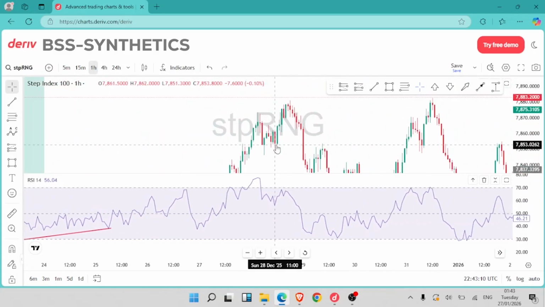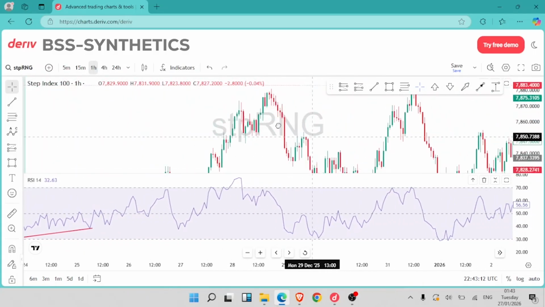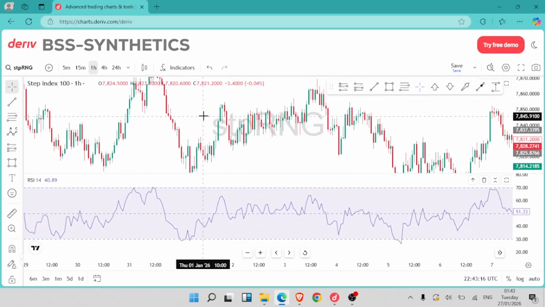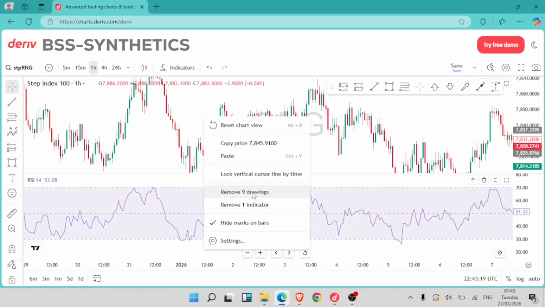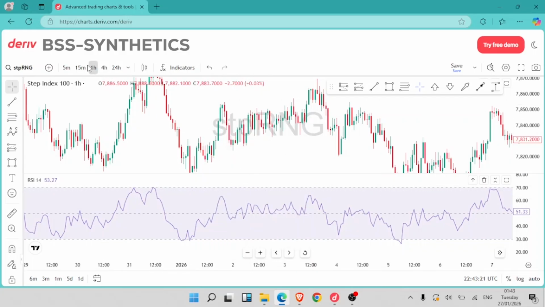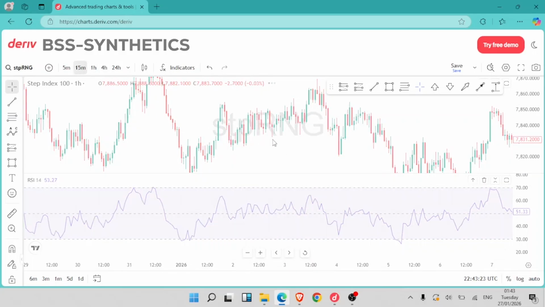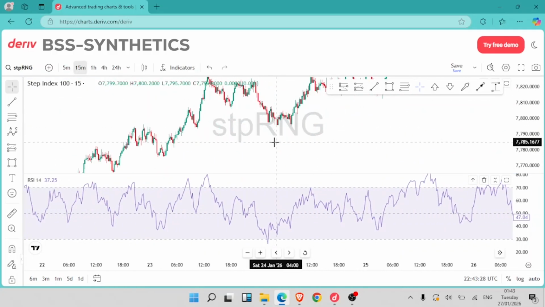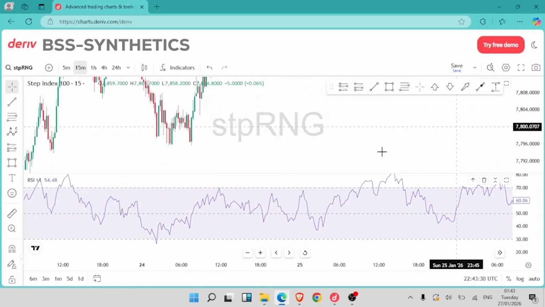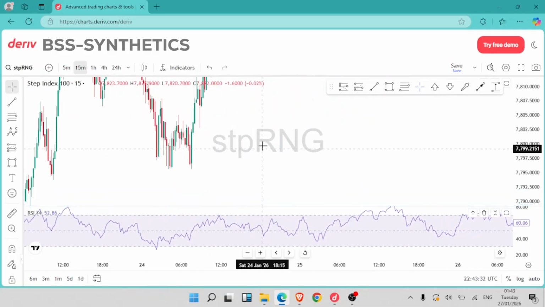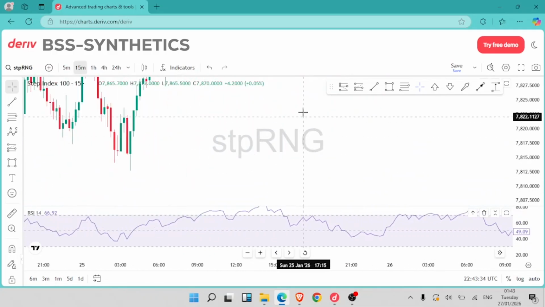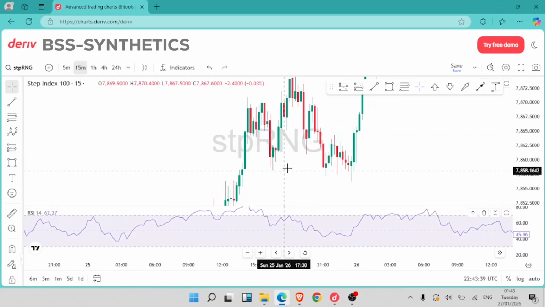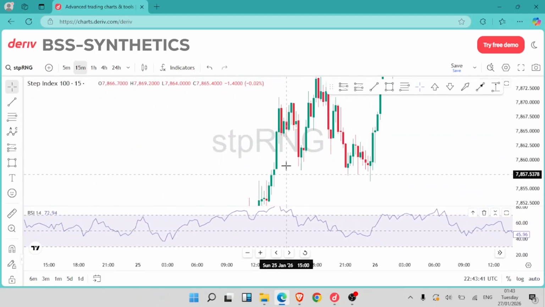I'm trying to get overbought zones, but I'm not finding one. So yeah, maybe you can use another time frame. Remove the drawings. Let's look at the 15-minute time frame, and this works on most time frames. This works on almost all the time frames. You can use it to scalp the 1-minute time frame. You can use it to take swing trades in the 4-hour time frame, the 8-hour time frame, or even the daily time frame.